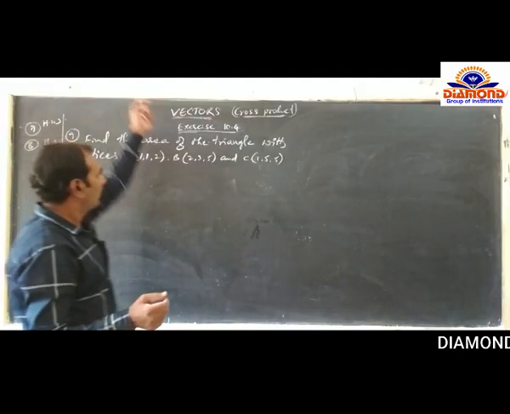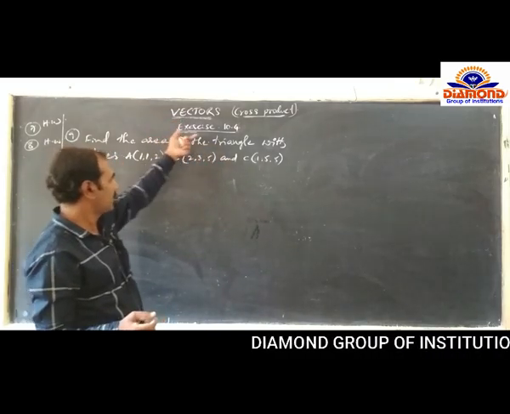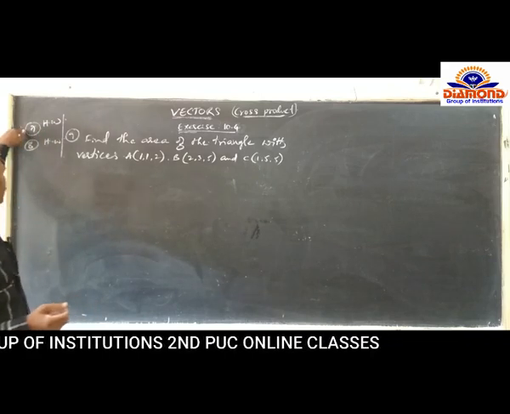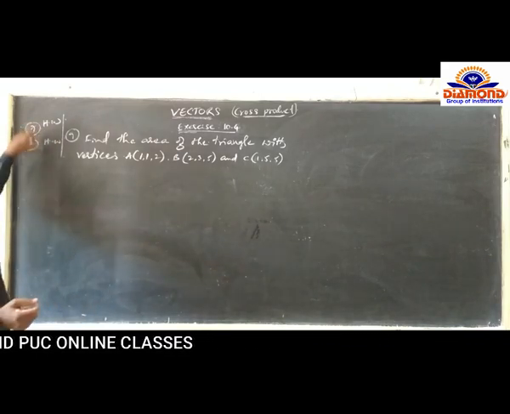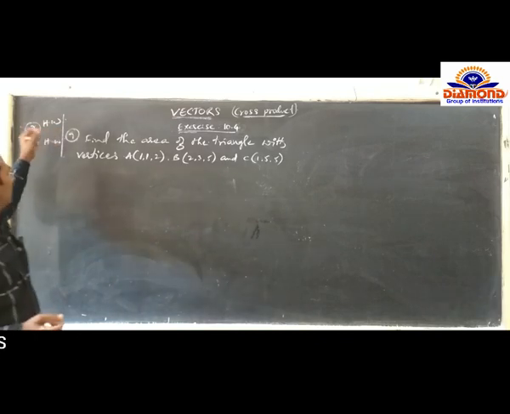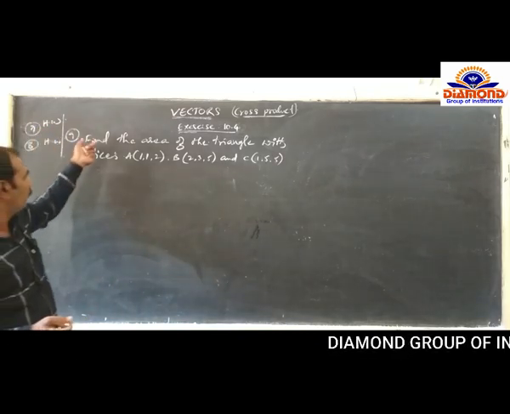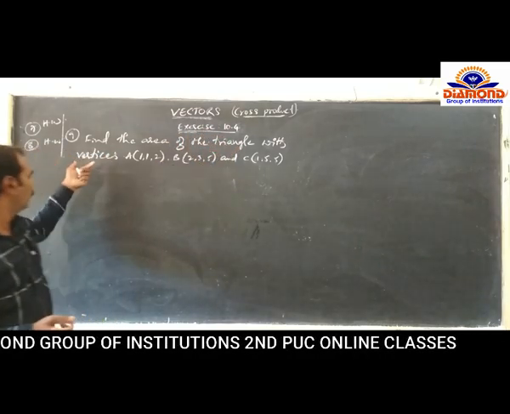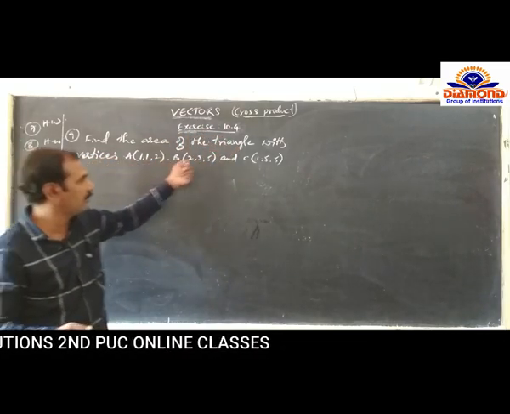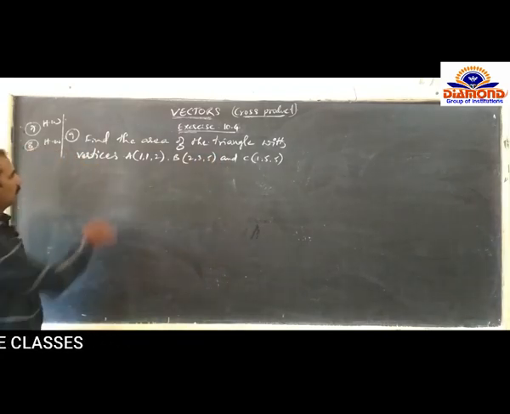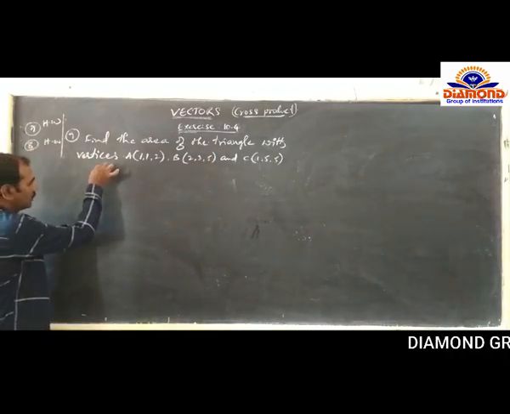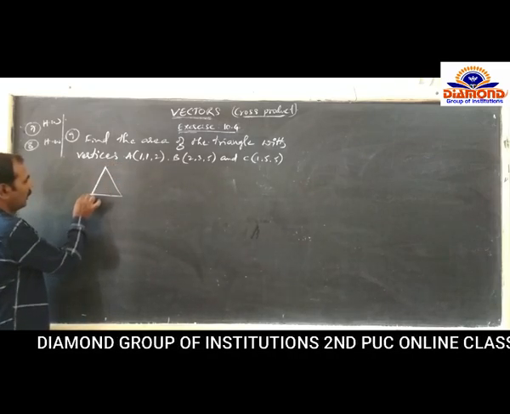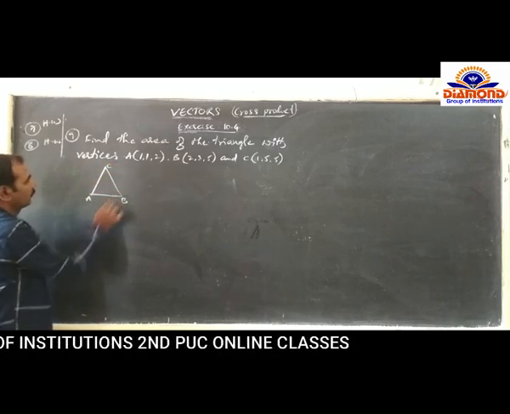Okay. Vectors cross product, exercise 10.4. Problems number 7 and 8 are homework. Next, 9th problem. Find the area of the triangle with vertices A, B, C. So, if you think this is a triangle, find the area of the triangle ABC.